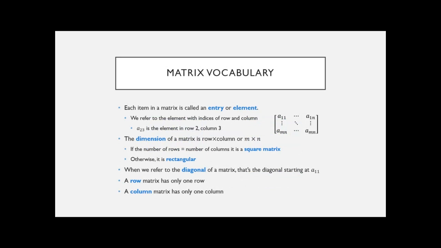A matrix has a spot for each number, and those numbers we call entries or elements. Usually I use the term element, but entry is the same thing. It's like a spreadsheet: each square on a spreadsheet is an element or an entry. We always refer to this as row and then column, and the row is always first. So if you are told element A23, that's row 2, column 3, because we always do row versus column.